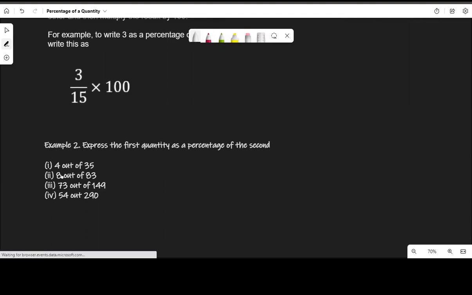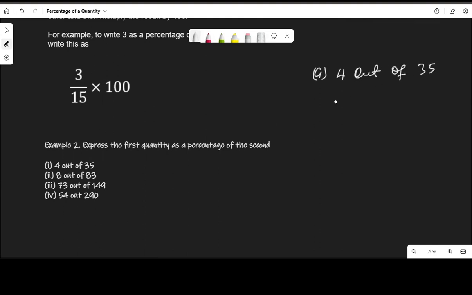We say 4 out of 35. In other words, we have to write 4 as a percentage of 35. Let's start here. 4 out of 35 will be 4 over 35 multiplied by 100. Let's reduce this fraction. 5 here 7, 5 here 20. 4 times 20 is 80.